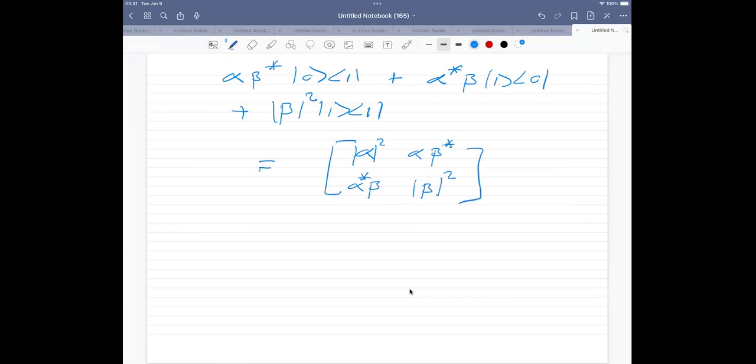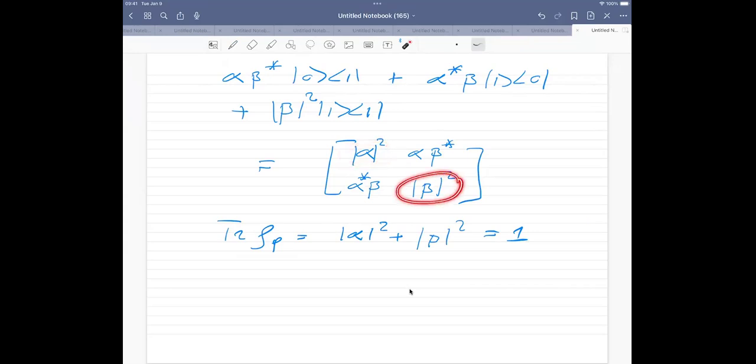And if I take the trace of this quantity, rho of phi, this is equal to alpha squared plus beta squared, and that is equal to 1. And what we have here, these coefficients, which you see here, this represents the probability of being in 0, and that represents the probability of being in 1.